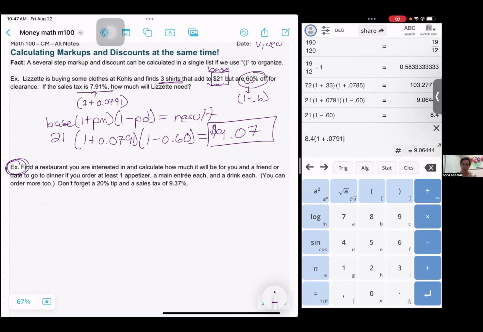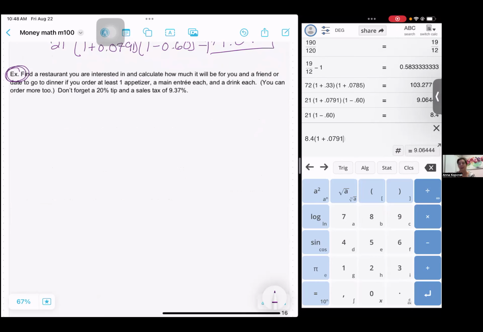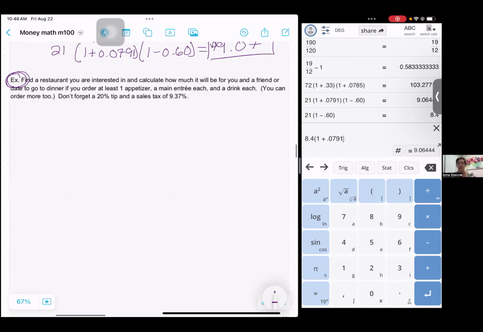I will actually be doing an appetizer restaurant example in class, but I would like you to take a minute, pause, read through this business here, think about taxes and tips at the same time, and write down what you think the answer will be. And then in class, we'll be doing a really cool one where we actually decide where we're going to eat and how we're going to look at markups and discounts.